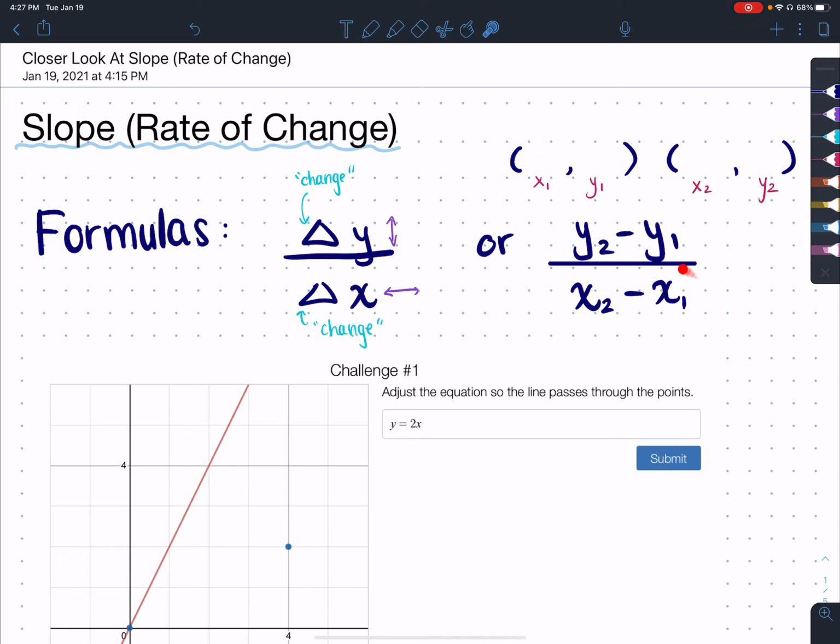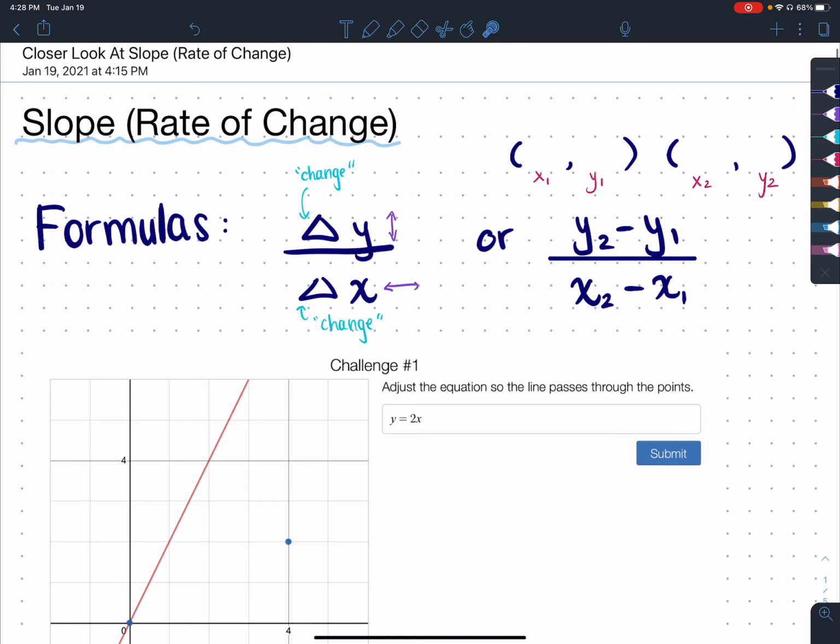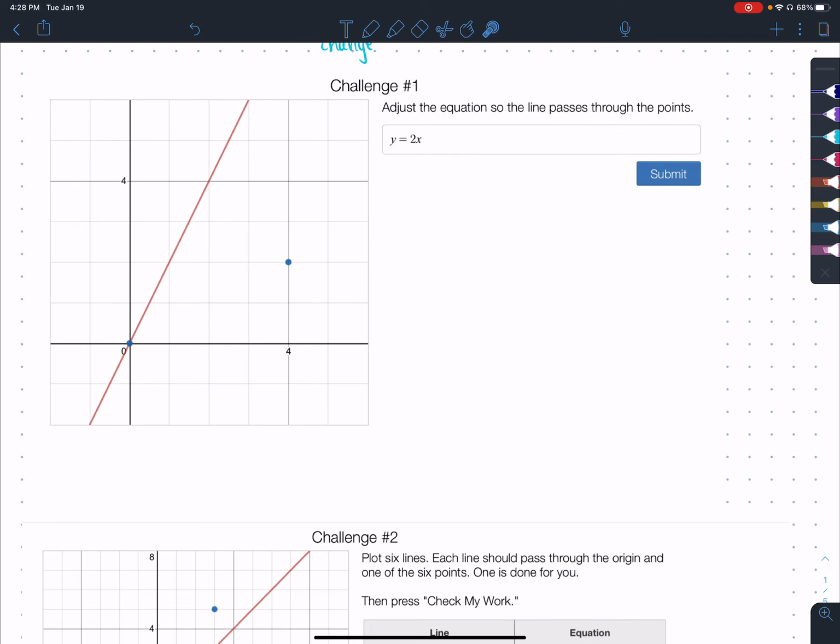And then the denominator, x2 minus x1, is going to calculate how much it has changed from this x1 going to this x2. So you're calculating that change, except this is much easier to use when you're actually just given numbers and a coordinate instead of looking at a graph. But then this one over here is easier to use in a graph since you can visualize it a lot easier. Okay, so now we're going to look at some examples that I pulled from Desmos.